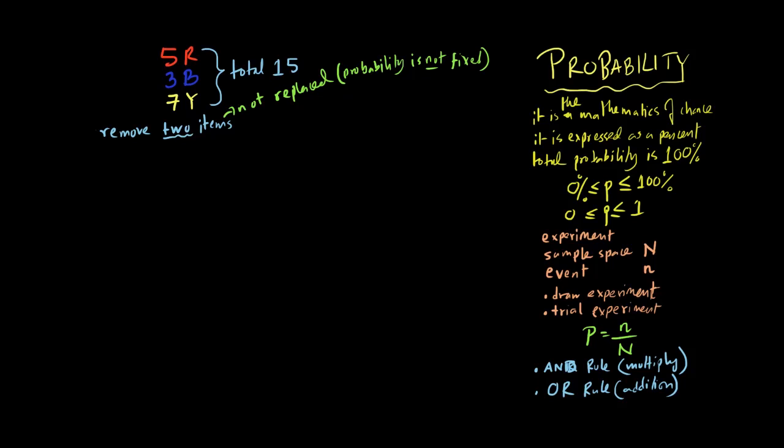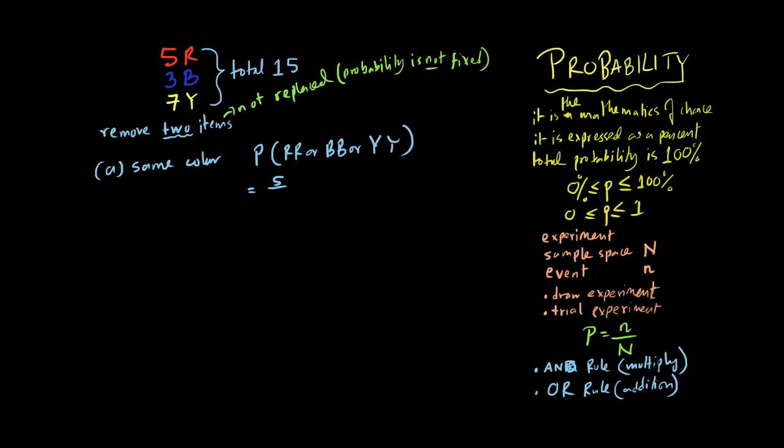So the first one, in question A, if the question is to find the probability that the items that are removed are the same color, we're going to have permutation over here. So it is going to be red and red, or blue and blue, or yellow and yellow. That is going to be the permutation.